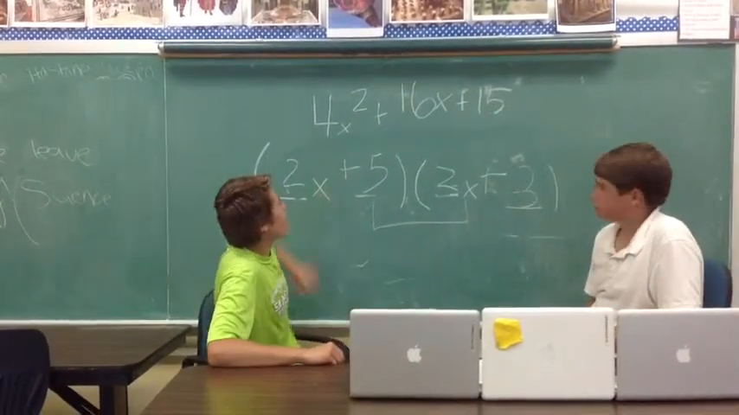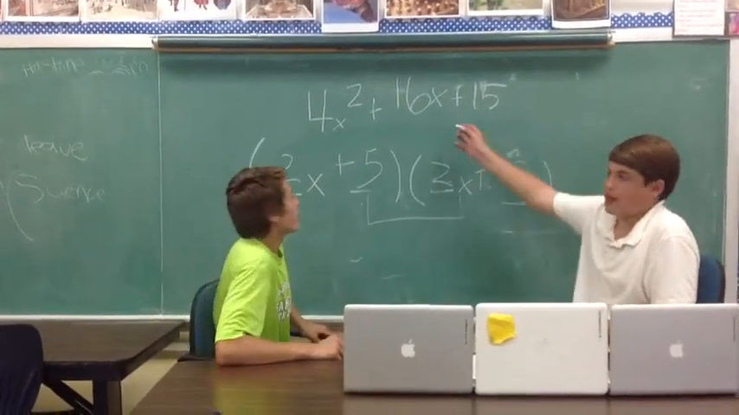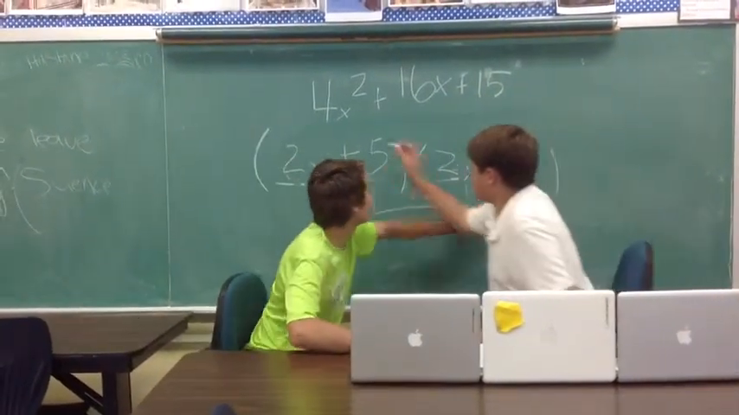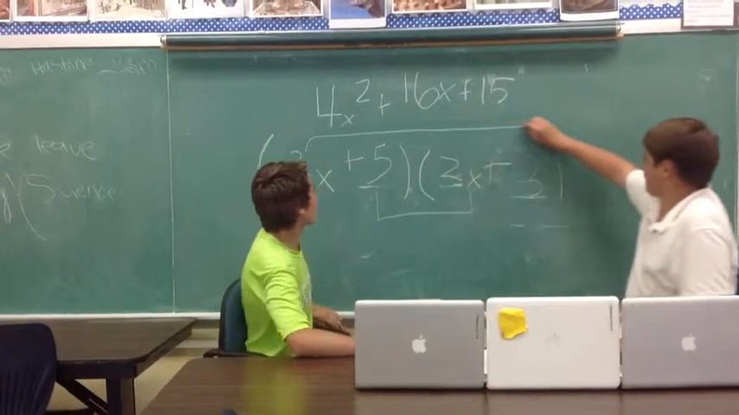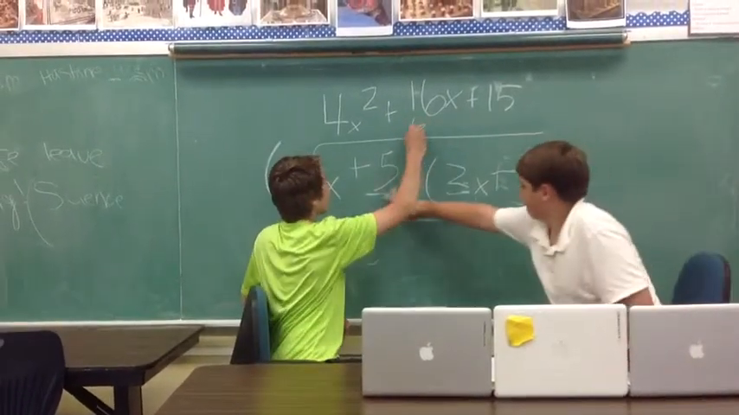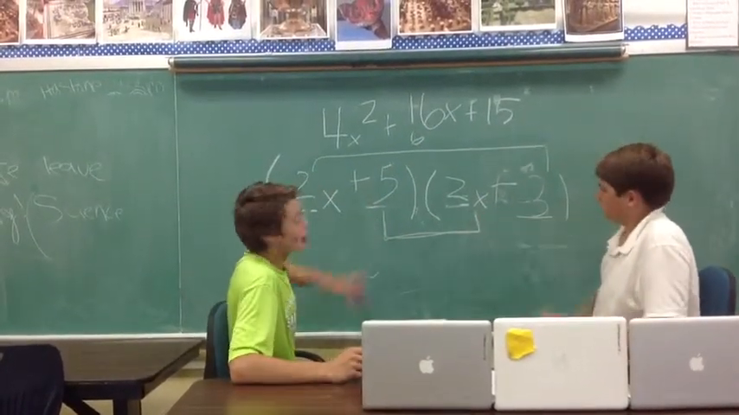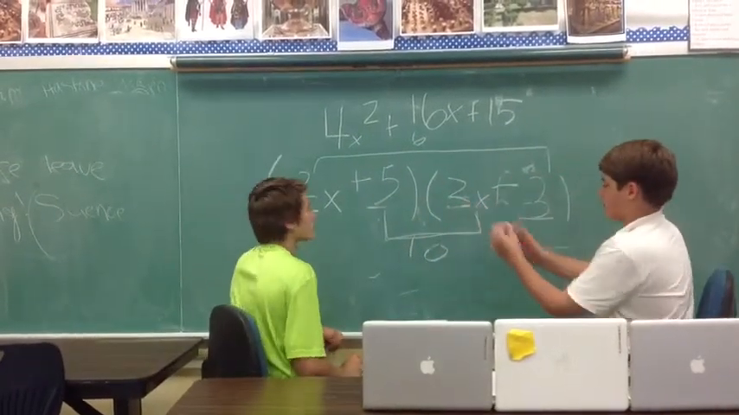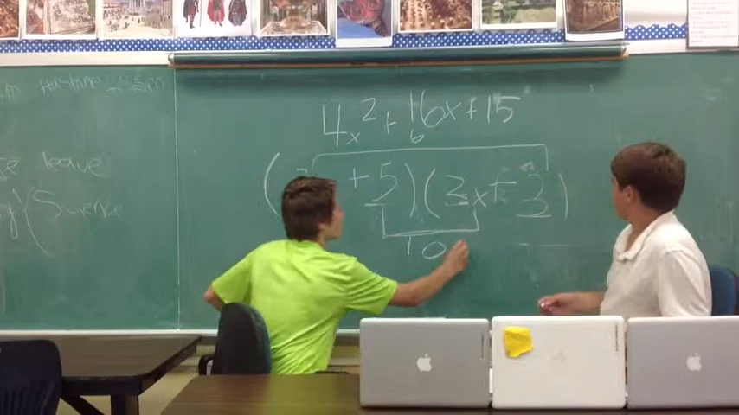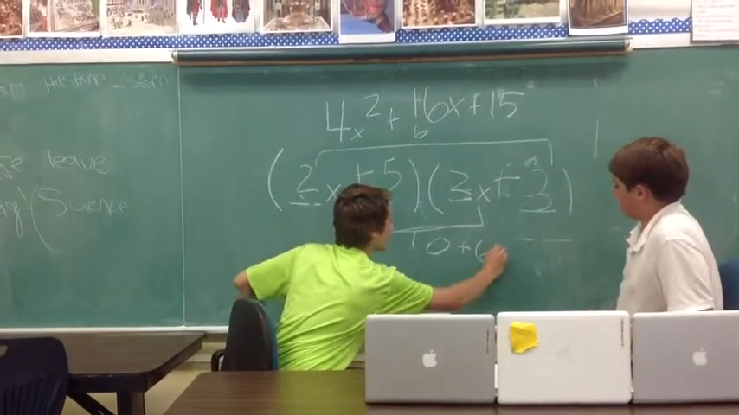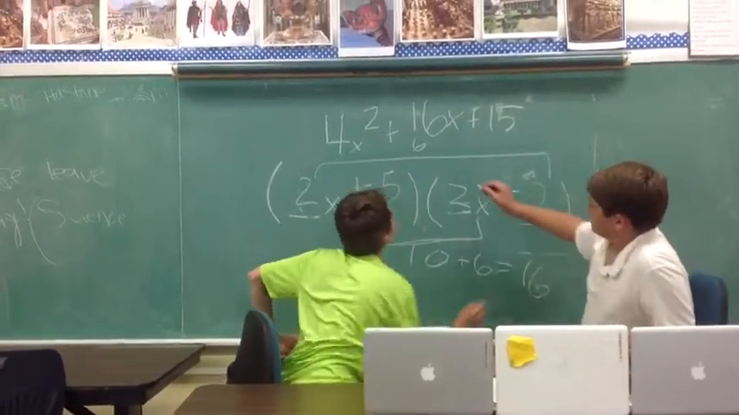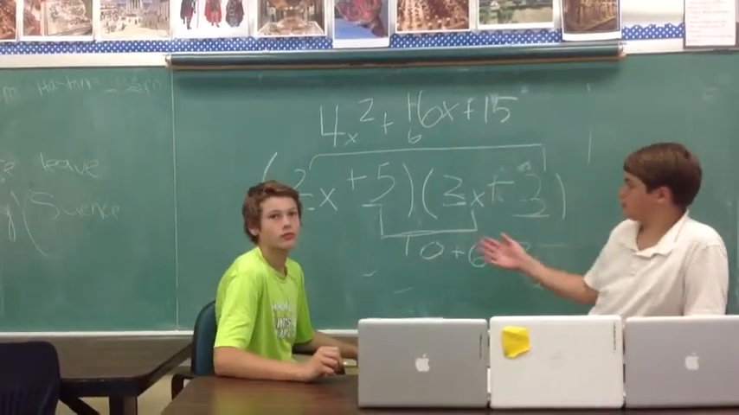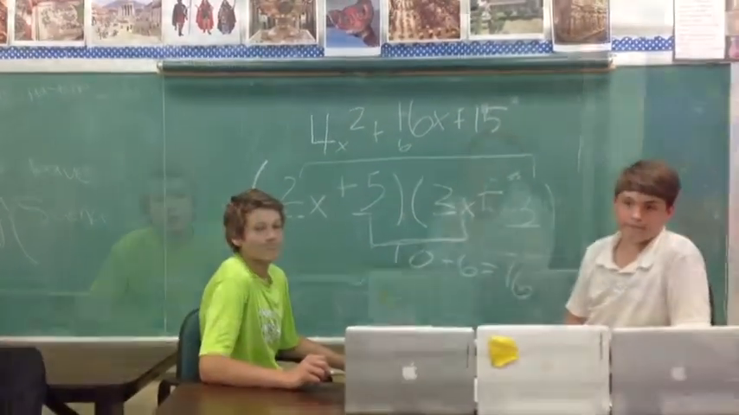To figure out if we have the right numbers here, it all has to add up to 16. So we have to multiply 2 by 3, which gets us 6. And then we multiply 5 by 2, which equals 10, because you multiply the outer numbers and then the inner numbers. Then we add those together, so 10 plus 6 equals 16. That's how we know we have the right numbers here. It adds up to 16, so we know it's good.